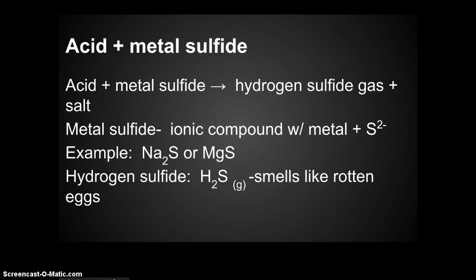Now, one of the things that we should probably define is what is a metal sulfide, and that's just going to be an ionic compound that has a metal, and it's also going to have a sulfide in it. And a couple examples here. We have sodium sulfide, Na2S, or magnesium sulfide, MgS. Those are both metal sulfides.